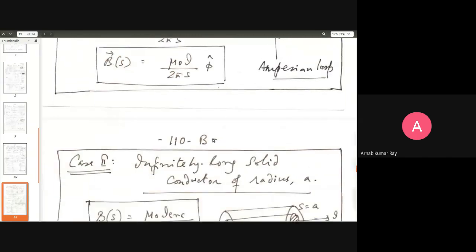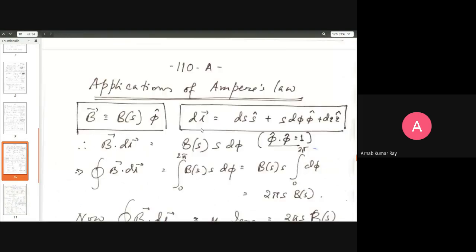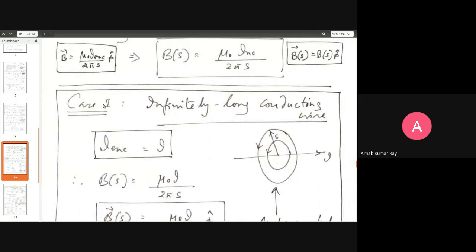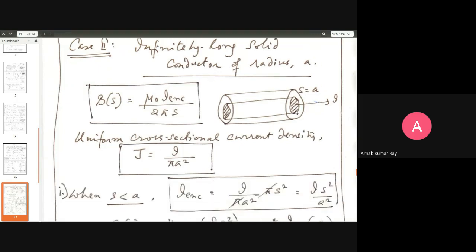Okay, now we'll complicate matters slightly. In the first application, case 1, was an infinitely long conducting wire. Case 2, now follow carefully: an infinitely long solid conductor of radius A. Now let us be a little careful. Earlier, when we were talking about a wire, we imagined it to be a thin one-dimensional structure, without a cross section really. But suppose you are now given a thick copper wire, with a cross section.